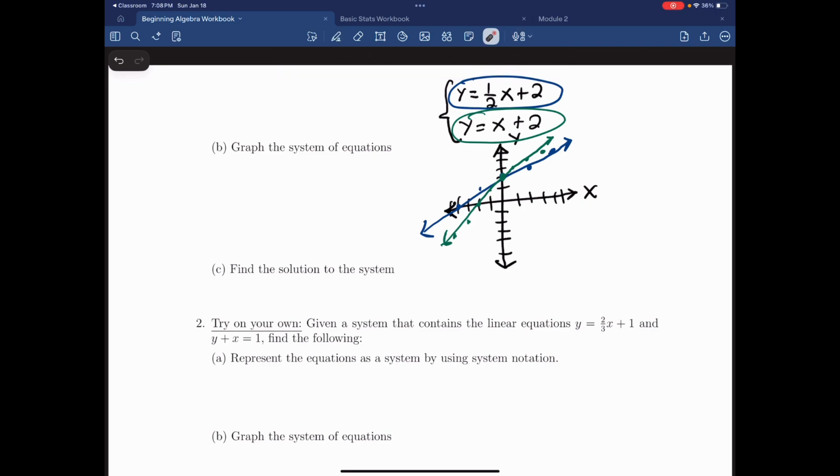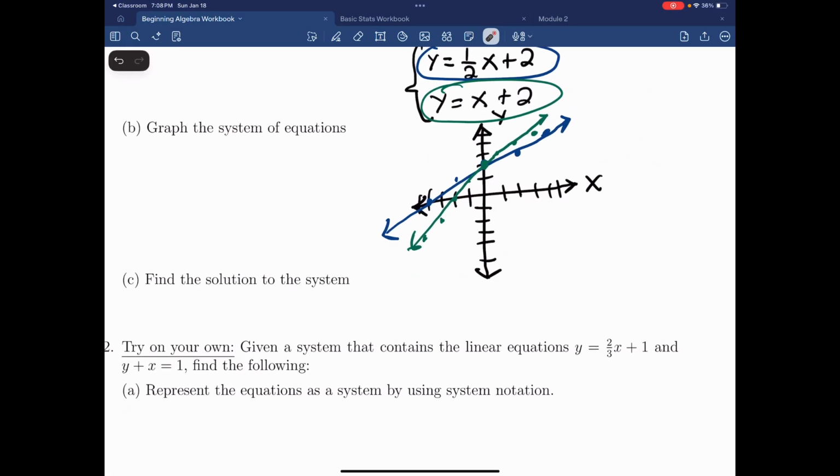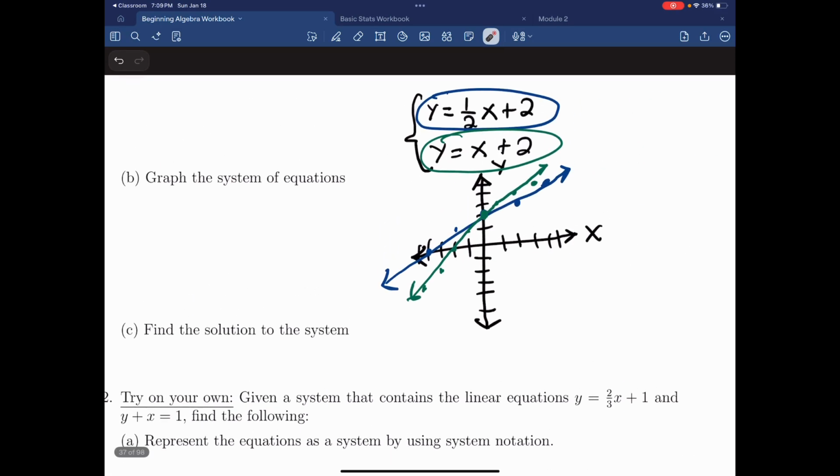And then for our last part of this, so this is our system of equations graphed. And then for our last part of this example, we're asked to find the solution to the system. Well, recall on the first page, I said that the solution of the system answers the question where these lines intersect. So we're going to have to find the exact point where these lines intersect on the graph.